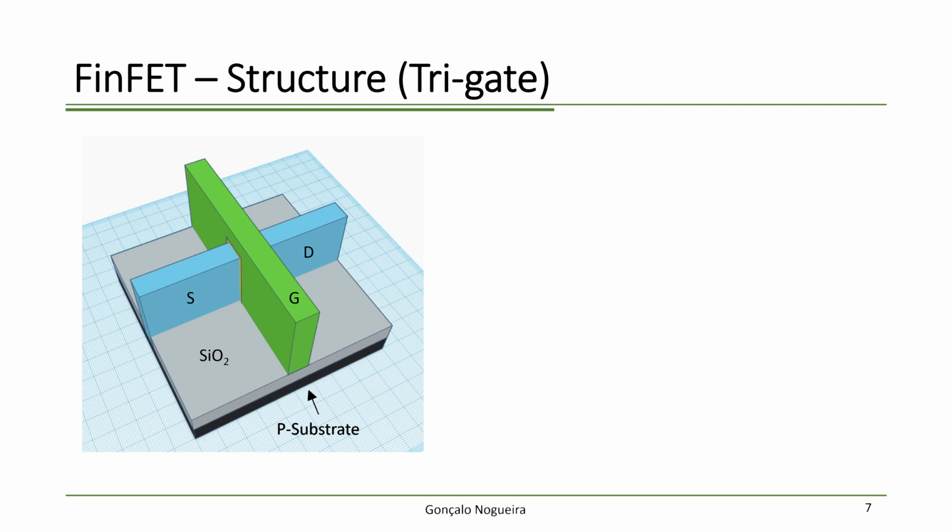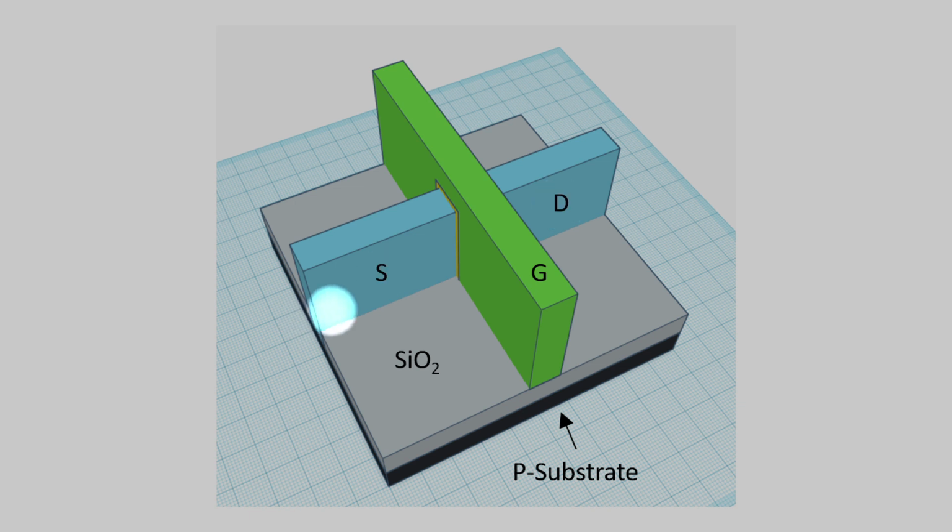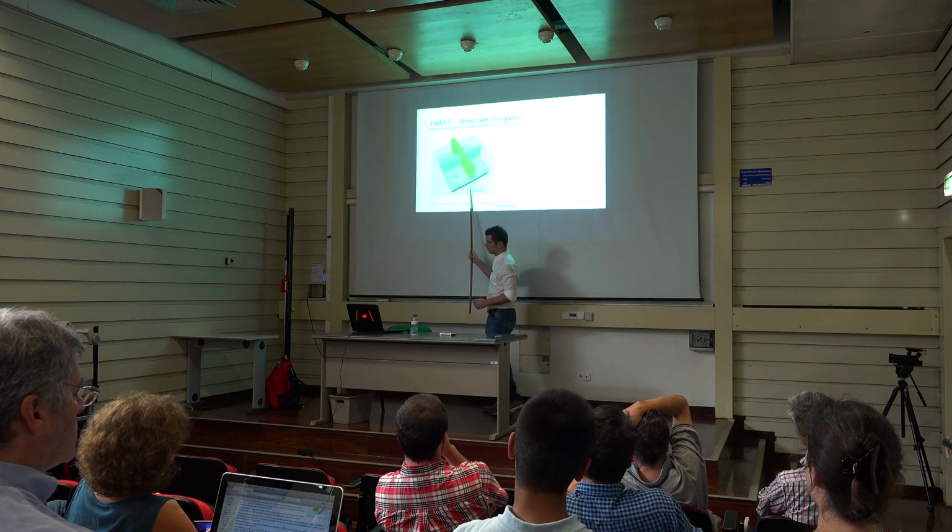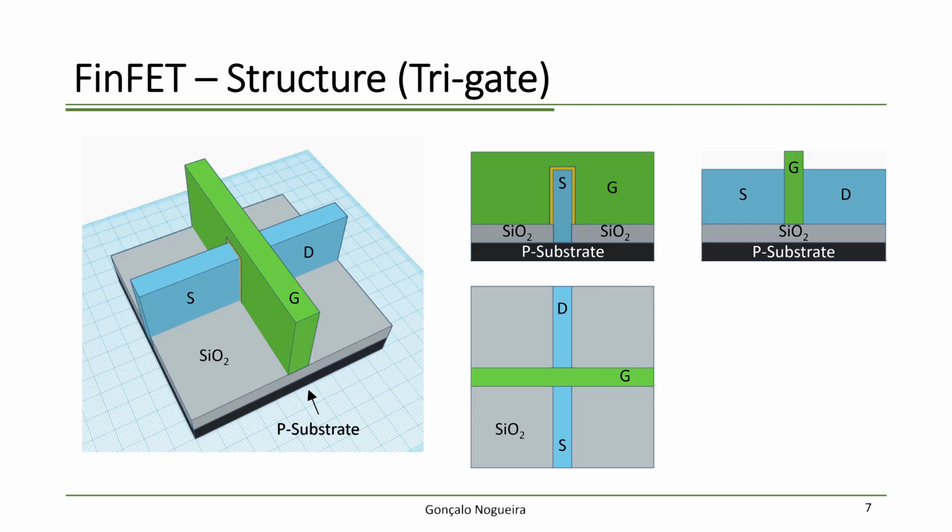Here you've got the structure of a tri-gate FinFET. Source and drain constitute the fin, and then here you've got the gate. Silicon oxide, and here you've got the body, or the P substrate. So these views are front view, top view, and side view.